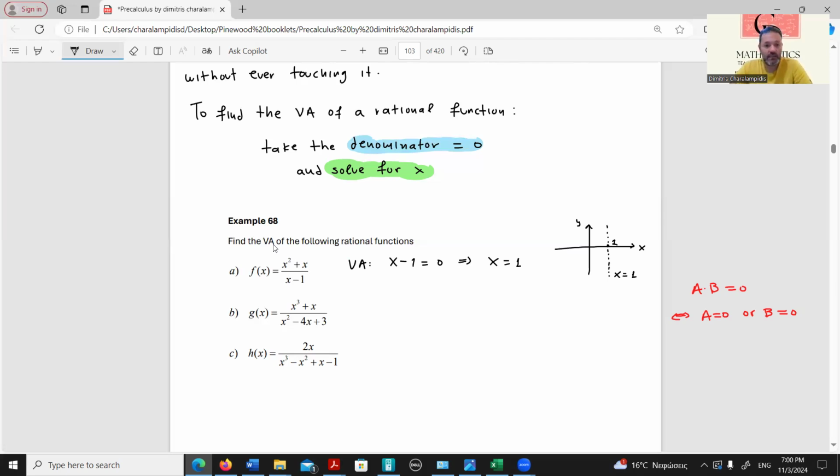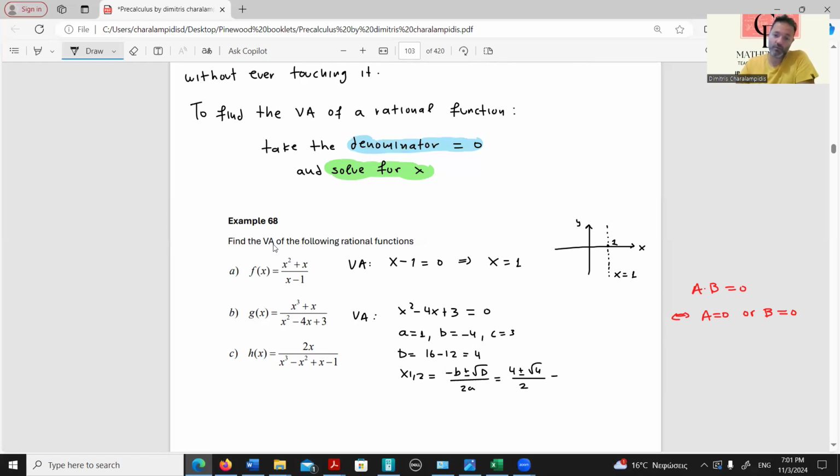In B, g of x is x cubed plus x over x squared minus 4x plus 3. Again, in order to find the vertical asymptote, I should take the denominator and make that equal to 0. Previously, we solved that using the discriminant, which is 16 minus 12, which is 4. x1,2 is negative b plus minus root of d over 2a, which is 4 plus minus root of 4 over 2, so 4 plus minus 2 over 2: 6 over 2 is 3, and 2 over 2 is 1. So here we have 2 vertical asymptotes. There is no restriction on how many vertical asymptotes a graph can have.